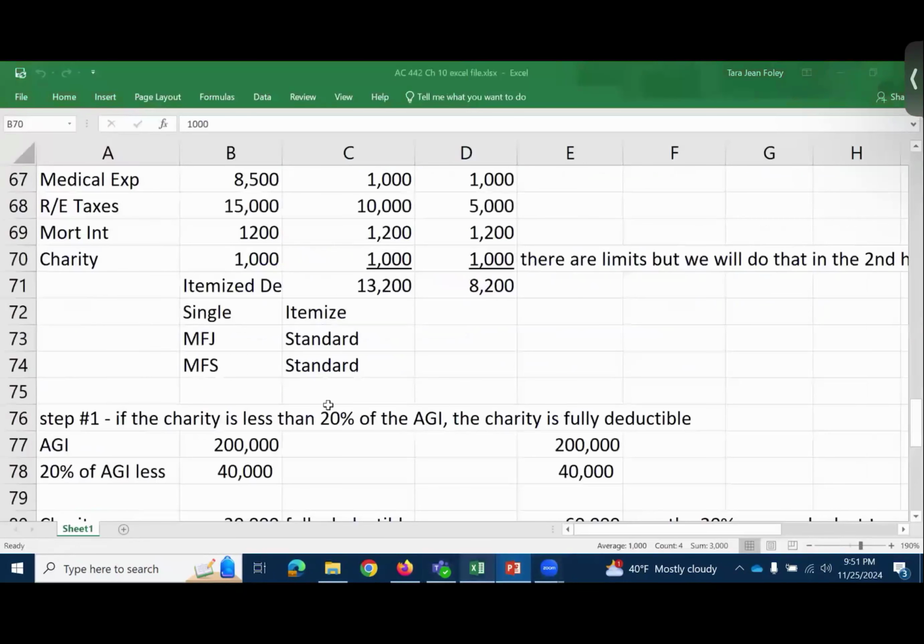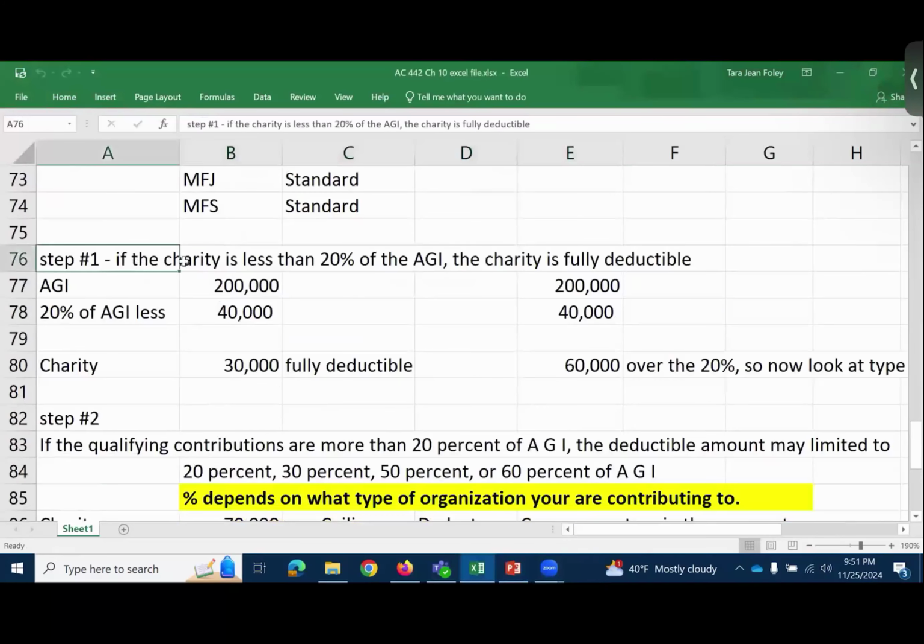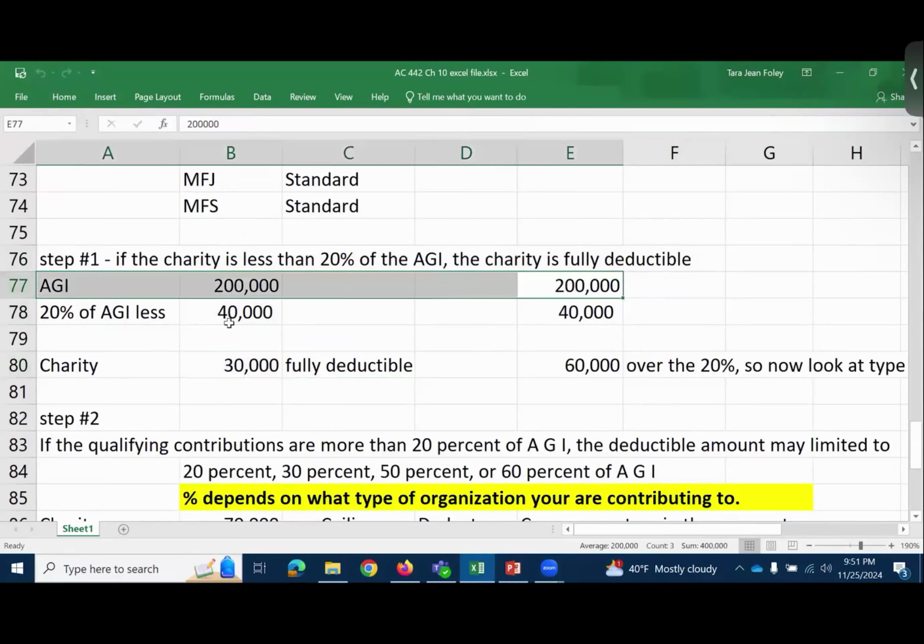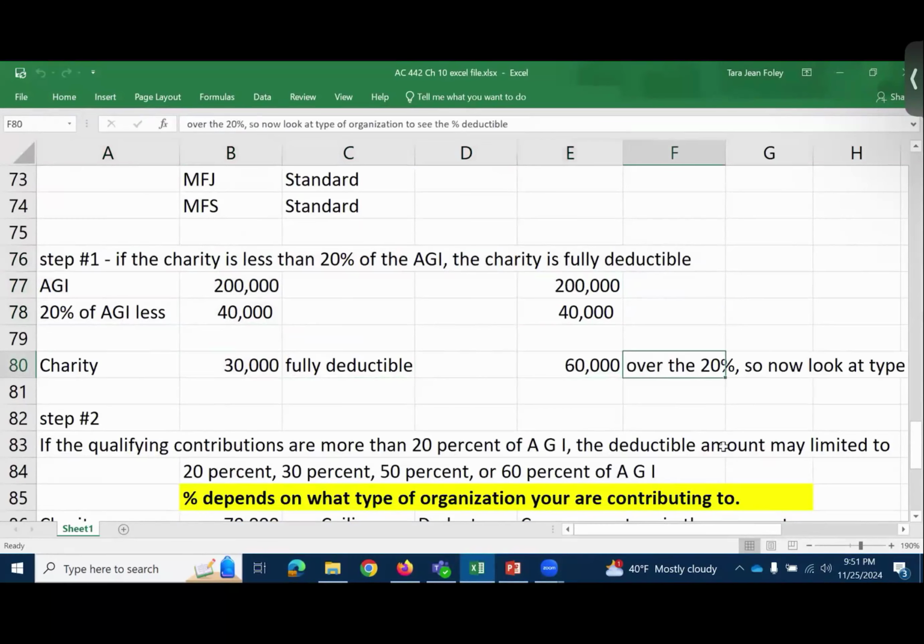So here's an example. Step 1: if the charity is less than 20%, it's fully deductible. My AGI is $200,000. 20% of AGI is $40,000. If I contributed $30,000 to charity, it is less than 20% of my AGI, so it's fully deductible. But if I contributed $60,000, it's over the 20% limit of $40,000. So now I look at step 2.